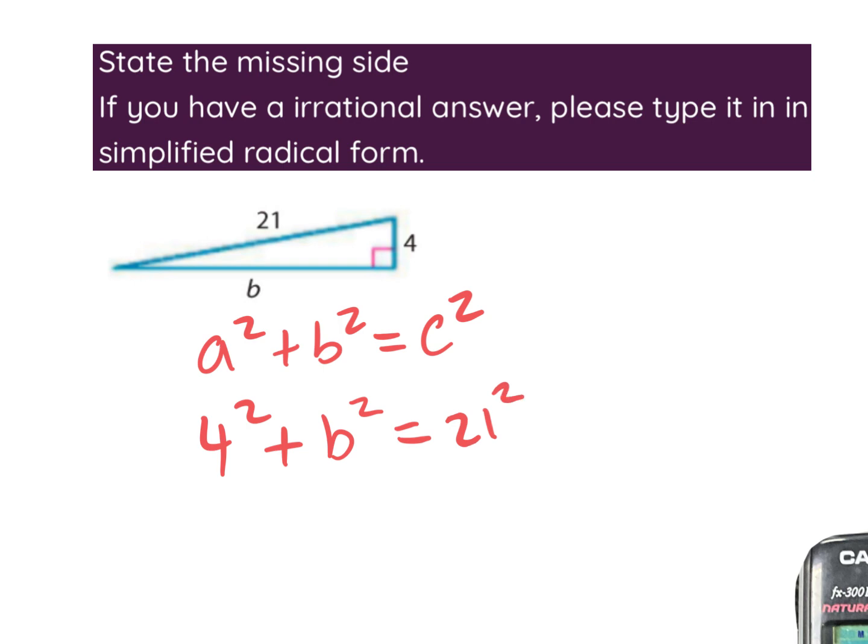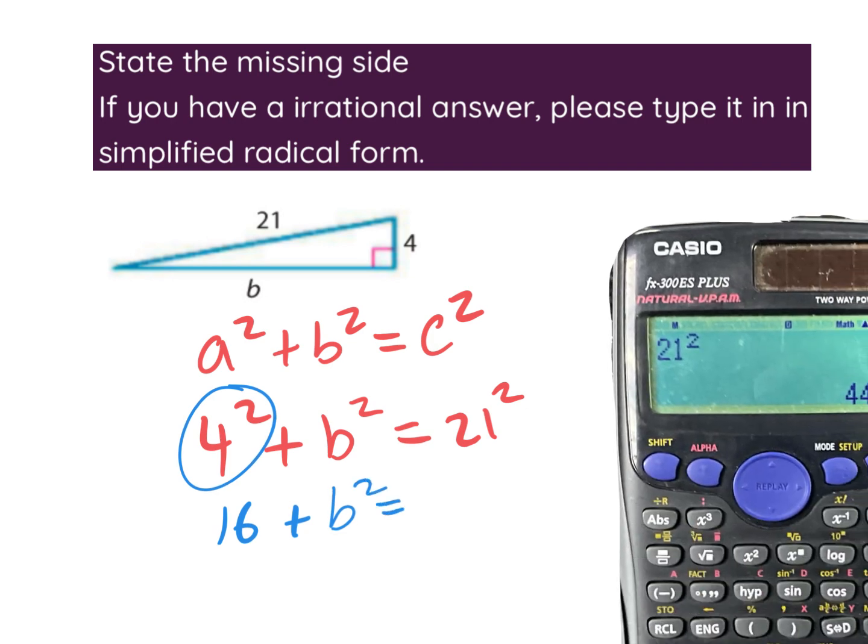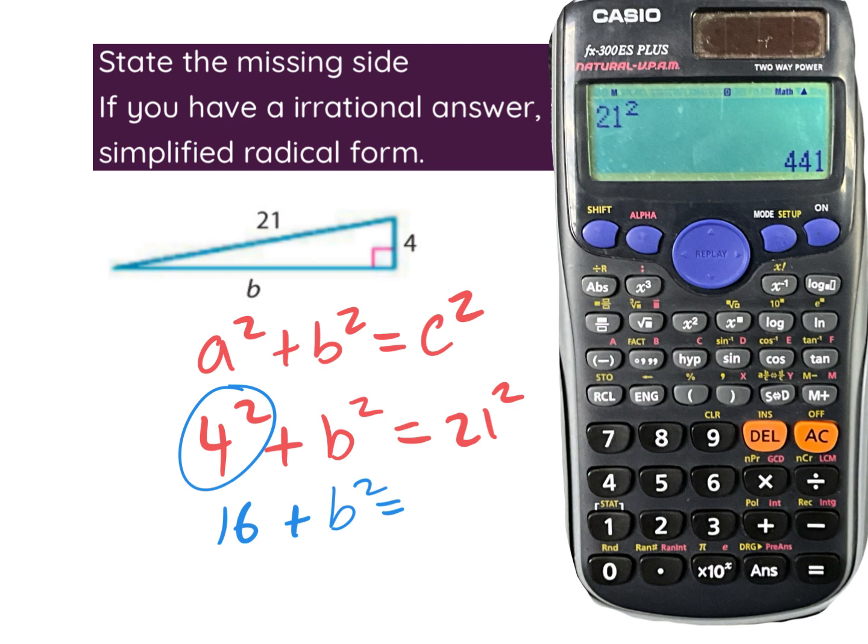Okay, so you're definitely going to use a calculator on a lot of these questions. I mean, 4 squared is easy. 4 times 4 is 16. 16 plus b squared equals now 21 squared. I want to go to a calculator and just type in 21, and here's the square button. 21 squared, hit equal, it'll give you 441. All right, so we have 441.